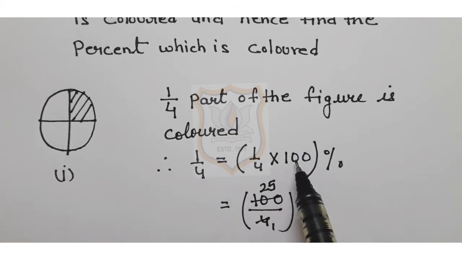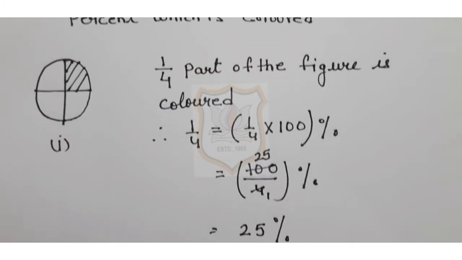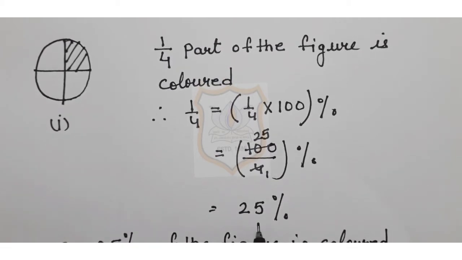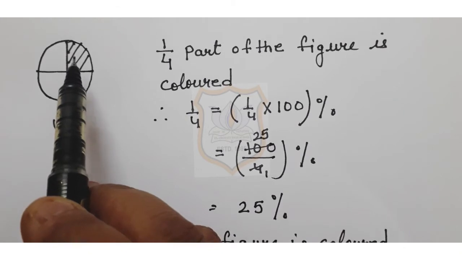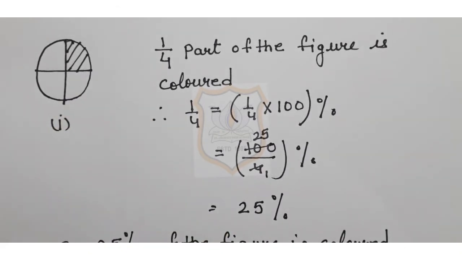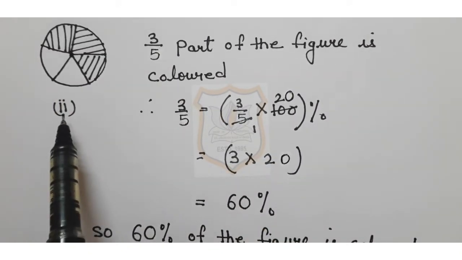1 into 100 is equal to 100 upon 4. 4 ones are 4, 4 twenty-fives are 100. So our answer is 25%. So we can say that in this figure, 25% is colored. This is the second part.